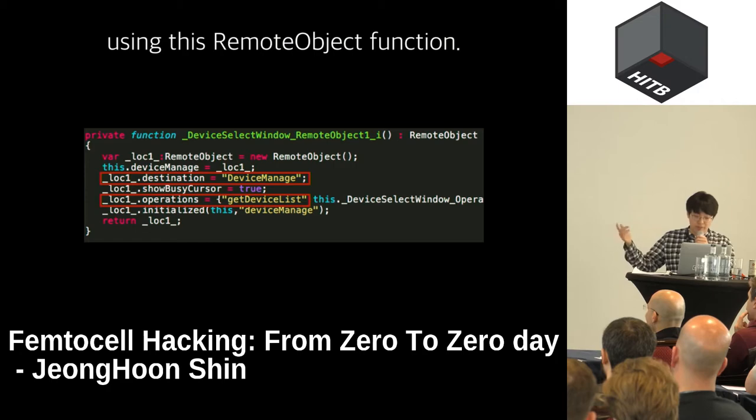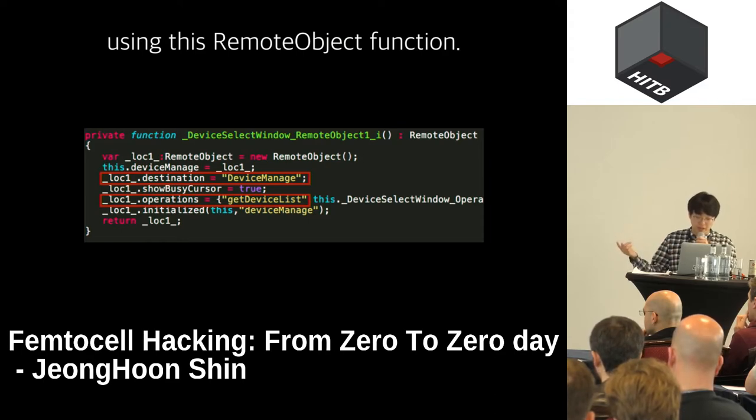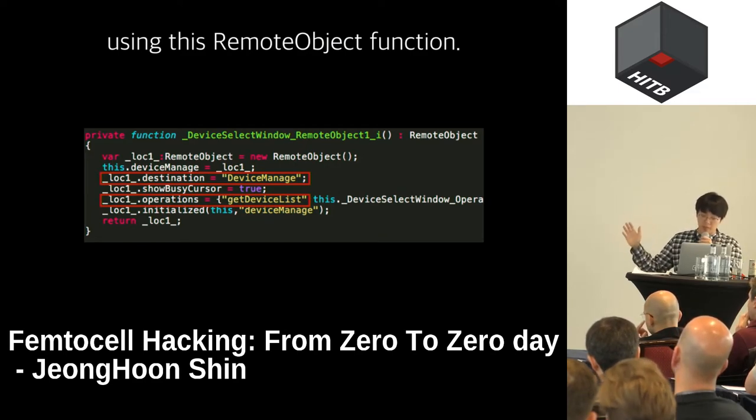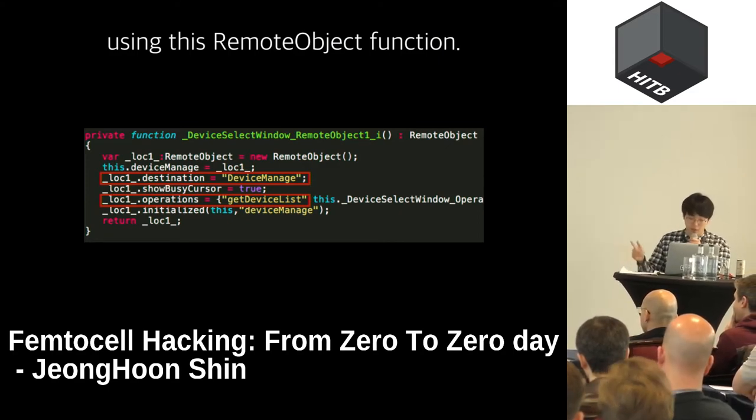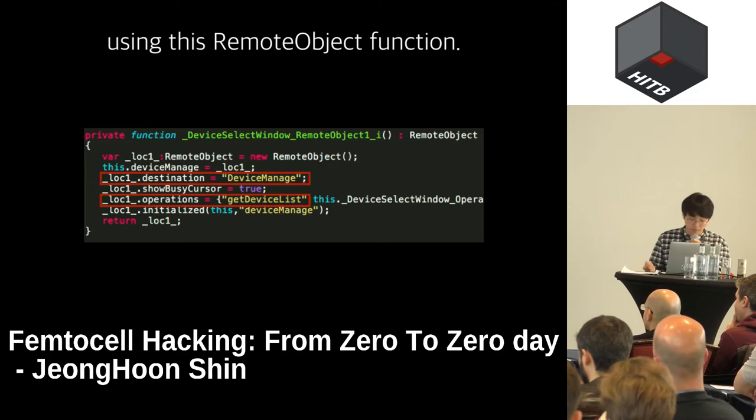We are gonna use a function, then use the remote object class like in the photo. From the function name, it seems to call upon the list of devices linked to HEMS. So we'll try this. In the code, you can see the name of destination and operation name.